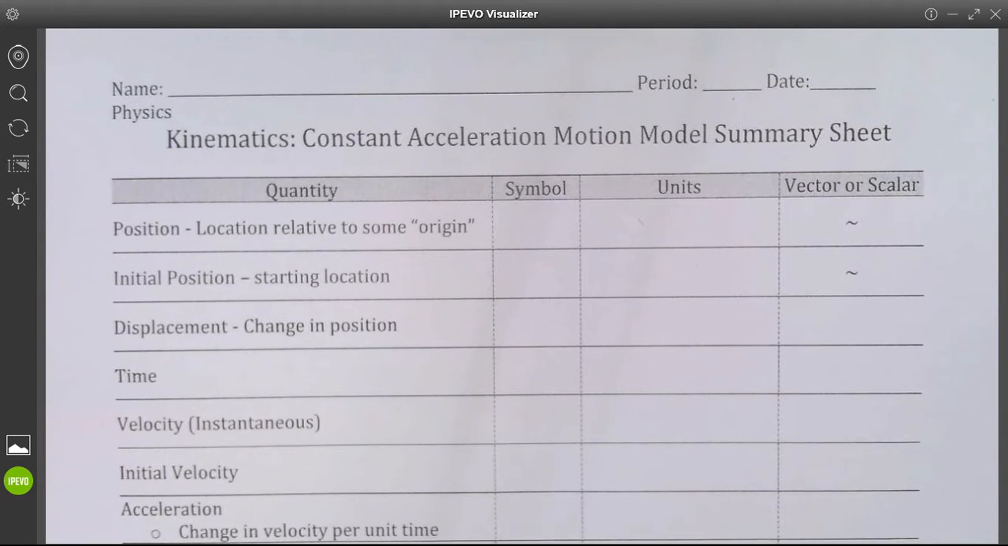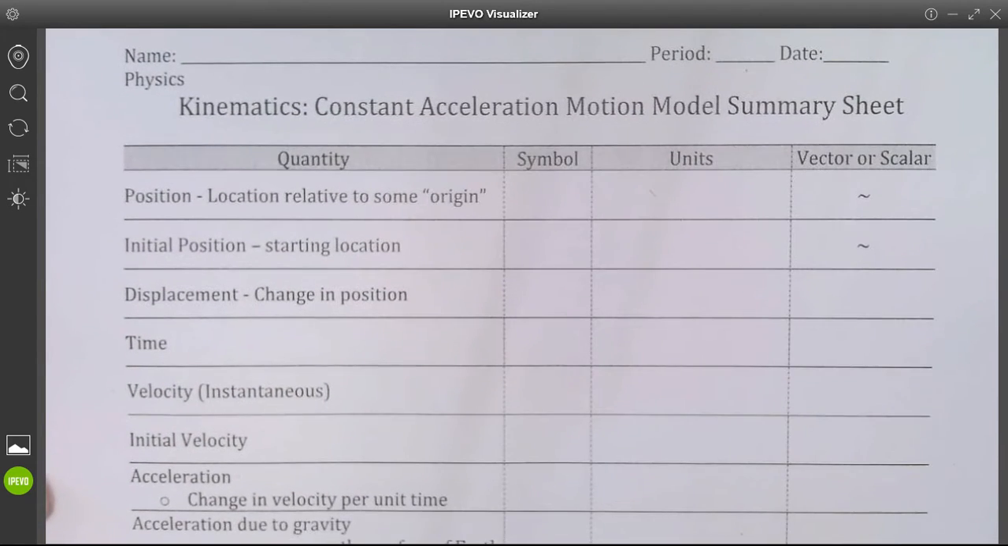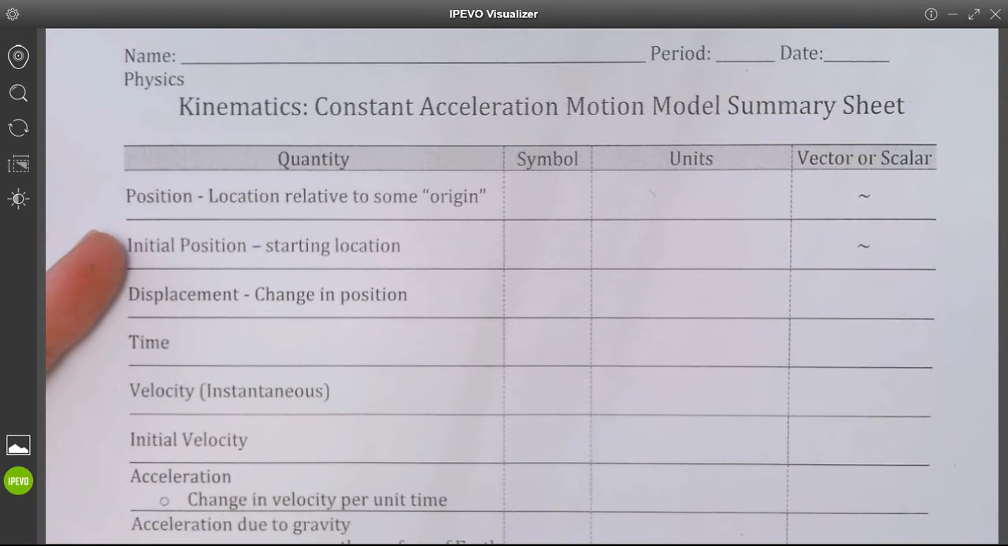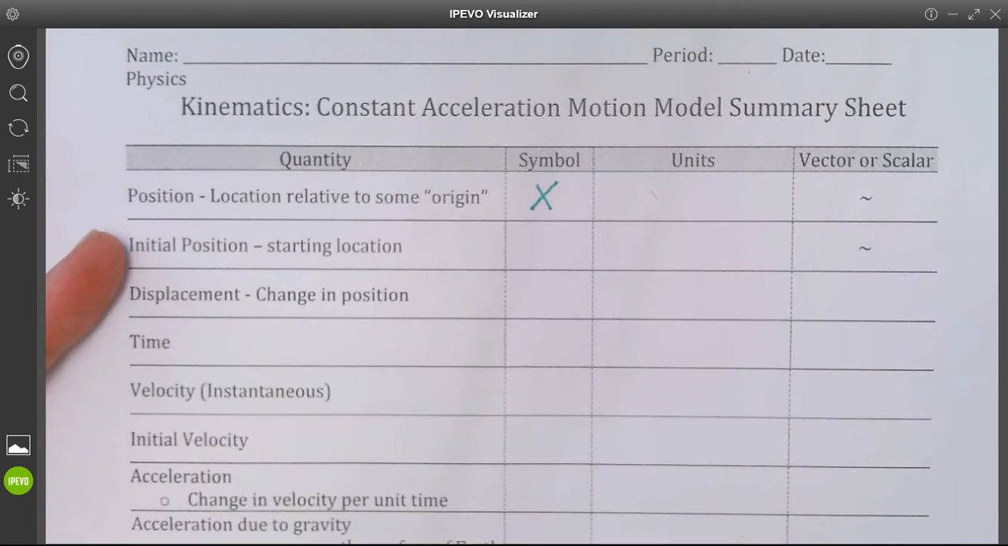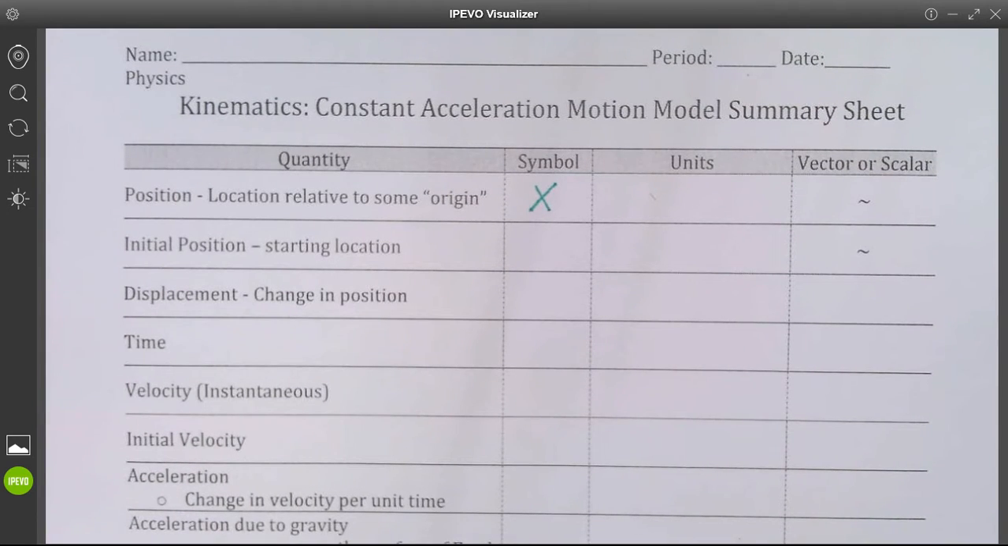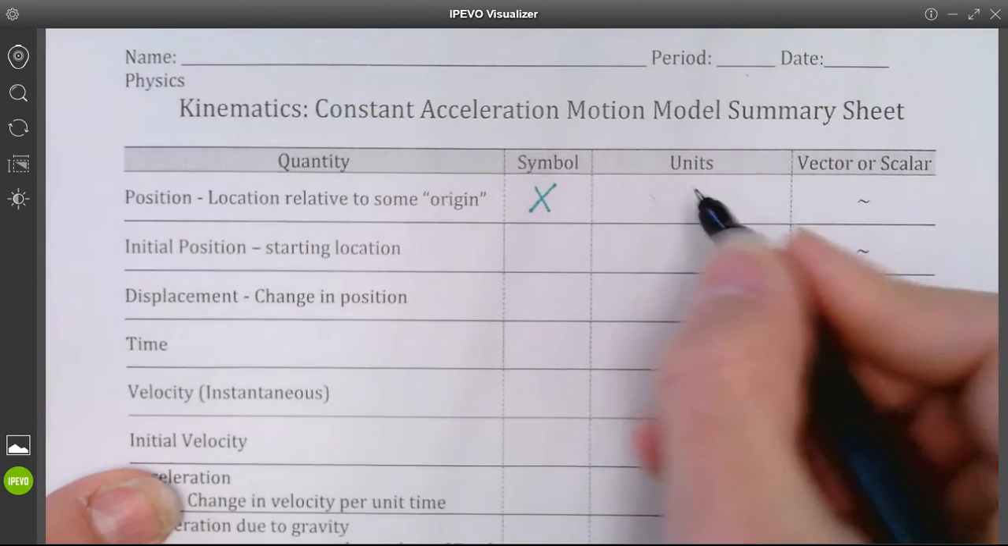All right, so let's take a look at reviewing your constant acceleration motion model. So we're going to start with looking at some of our different quantities and symbols. So first of all, position is our location relative to some origin, and we usually use an X for that. If we're talking about vertical motion, we will use Y as well. If you just want to stick with X, that is perfectly fine.